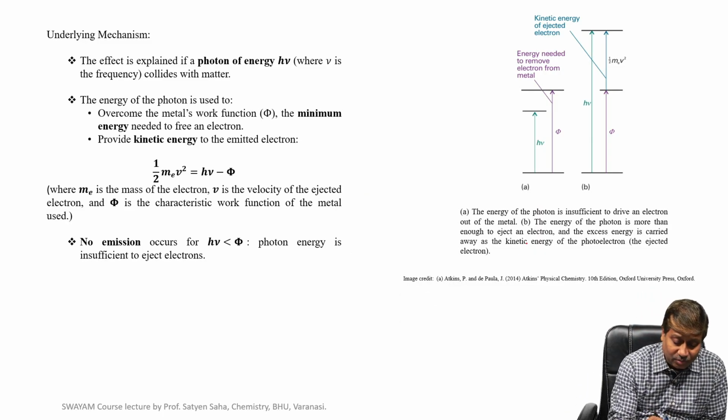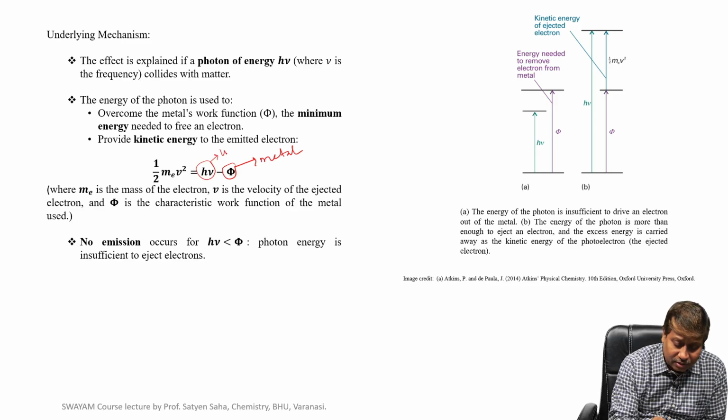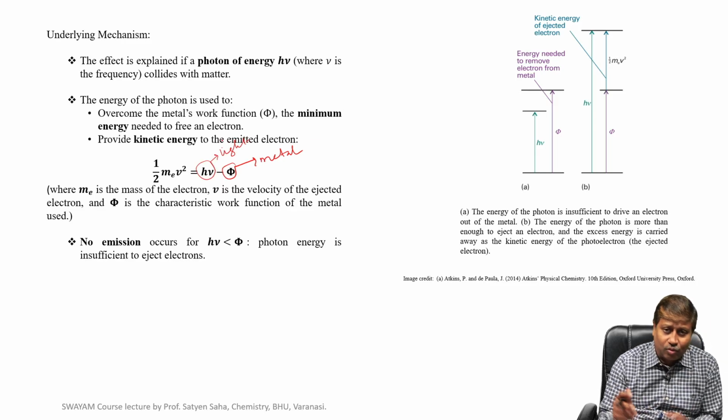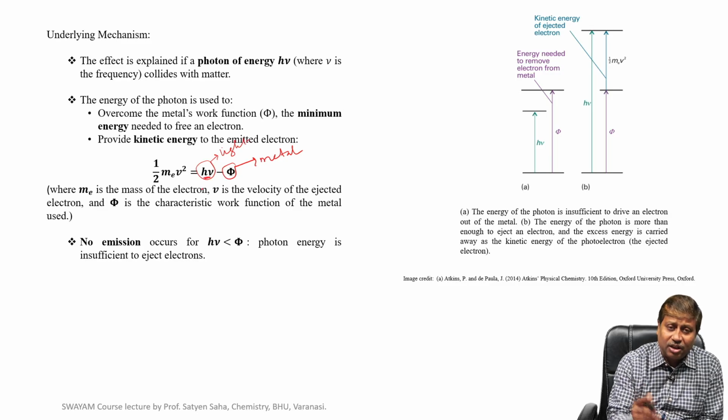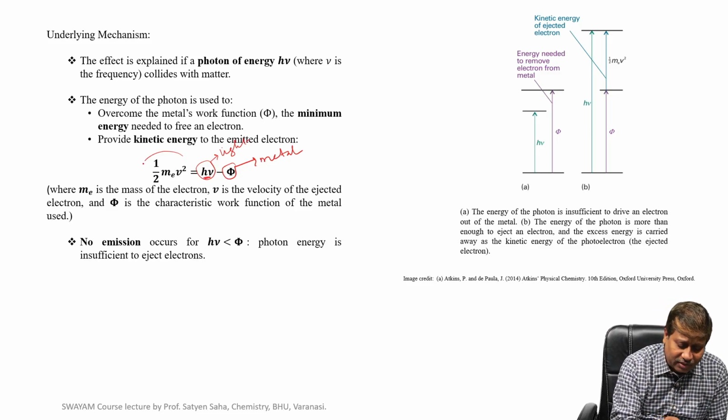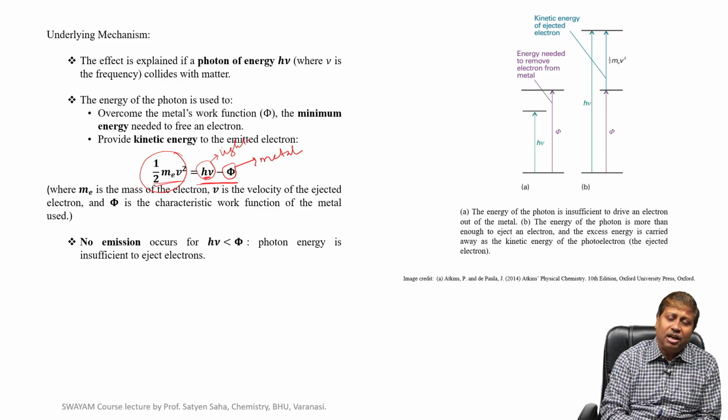This equation is easy to remember in the sense that you have a term, phi, which is a property of the metal, how strongly it is holding the electron, and this is the light, what frequency of light you are giving. So, if this is more than the holding power of the metal, then the electron will be ejected. When the electron ejects out, what will be the kinetic energy? That is given by the difference.